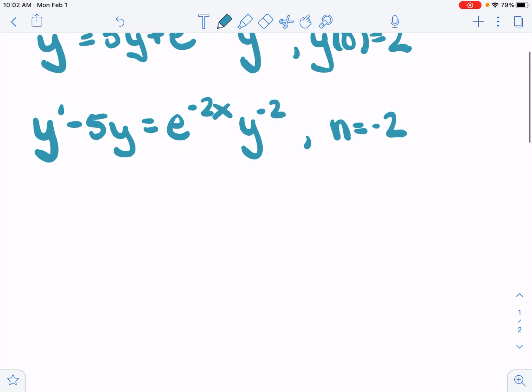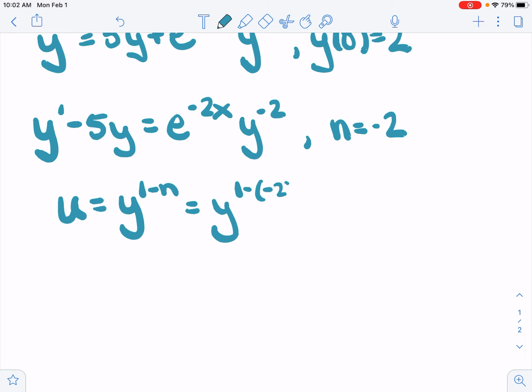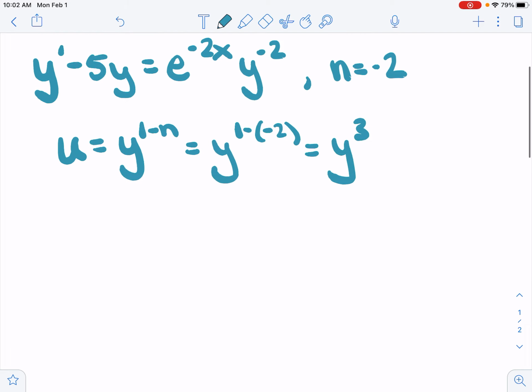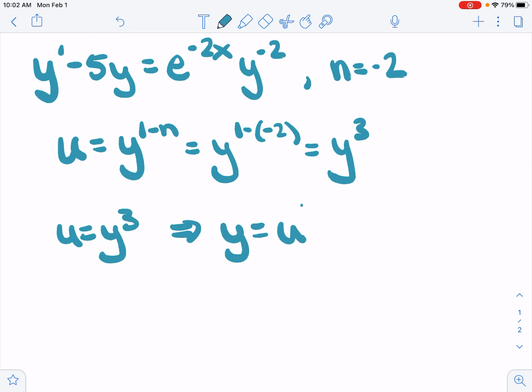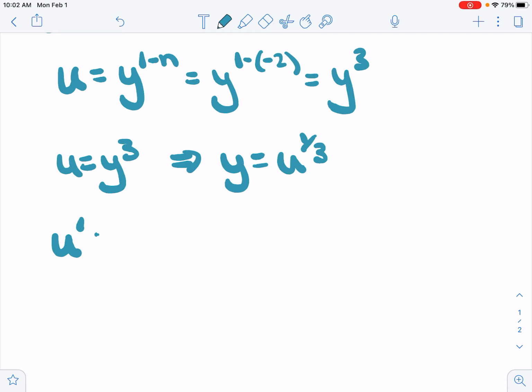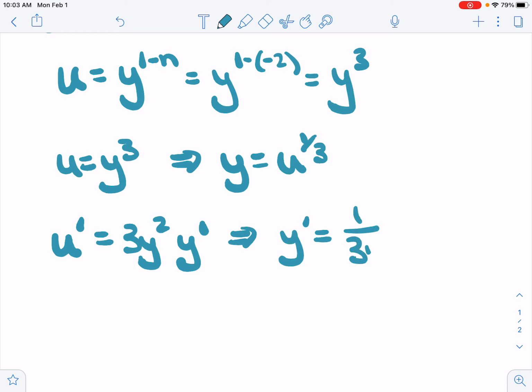So we have our n, and that tells us what we want to do for our substitutions. We want u to equal y to the 1 minus n. That's y to the 1 minus negative 2, which is y cubed. So we're going to have u equals y cubed. The inverse of that is that y equals u to the 1/3. So keep that in mind. Our derivative of that, u prime, is 3y squared y prime. So y prime is 1 over 3y squared u prime.